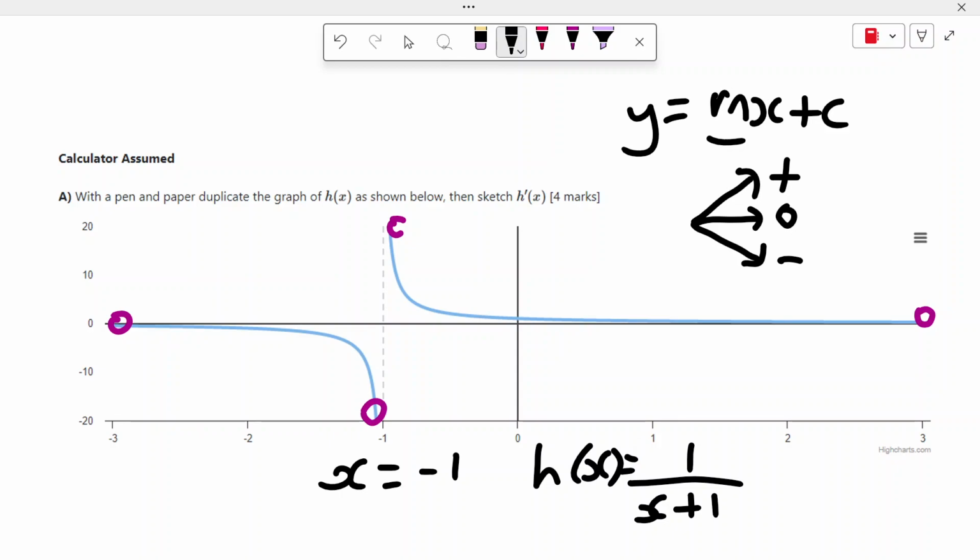Now that we've put that in, we find the gradient of each of them. The gradient of this one is almost 0, but it's got a slight negative value to it. So we can put a slight negative value. Then if we go to the next one, we draw the gradient through there, and we see it's got a very negative value. So we can replace that with a very negative value.